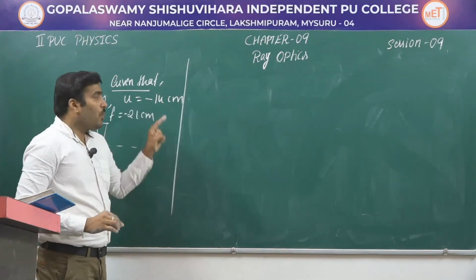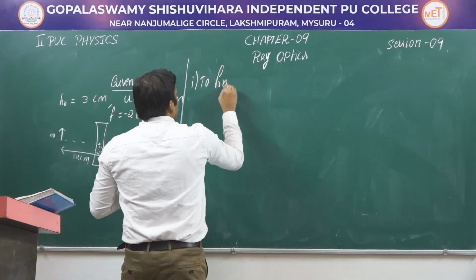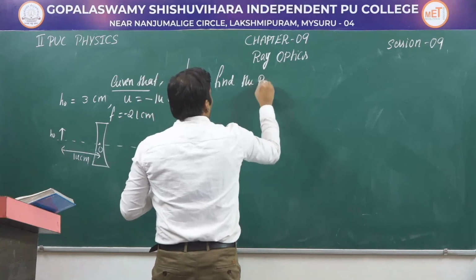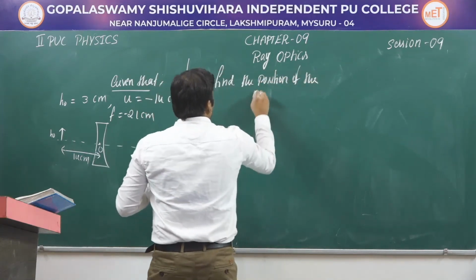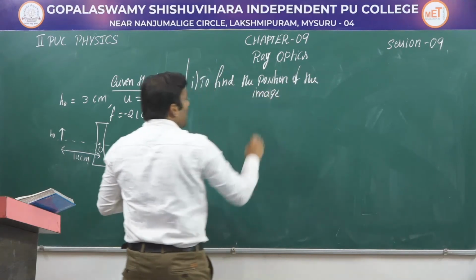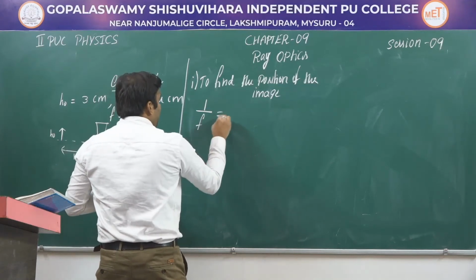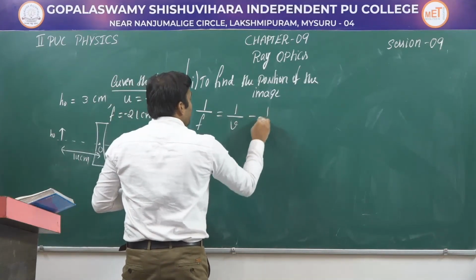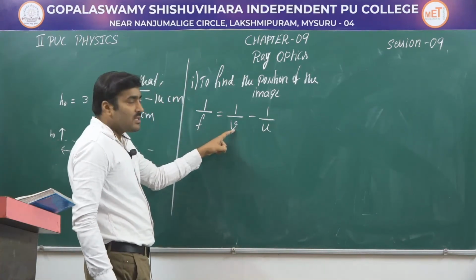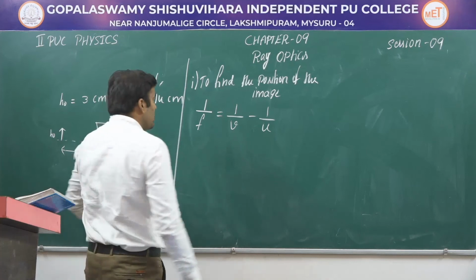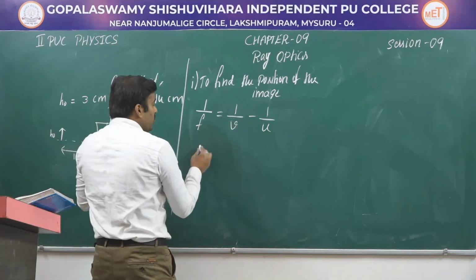Now to find the position of the image, we will be using a thin lens formula. So what is a thin lens formula? 1 by f is equal to 1 by v minus 1 by u, where f is the focal length, v is the image distance, u is the object distance. So we need this v, that is the image distance. So let us substitute for v.